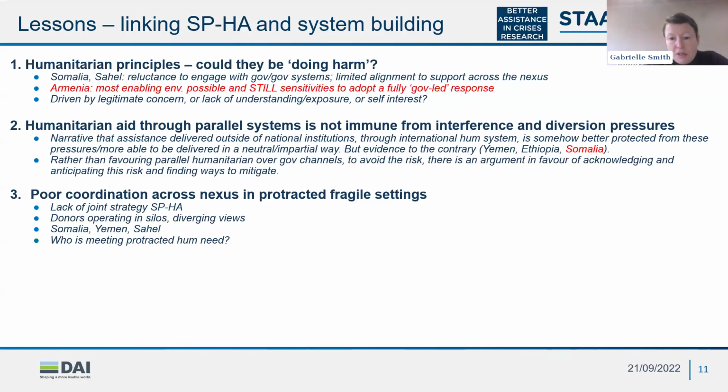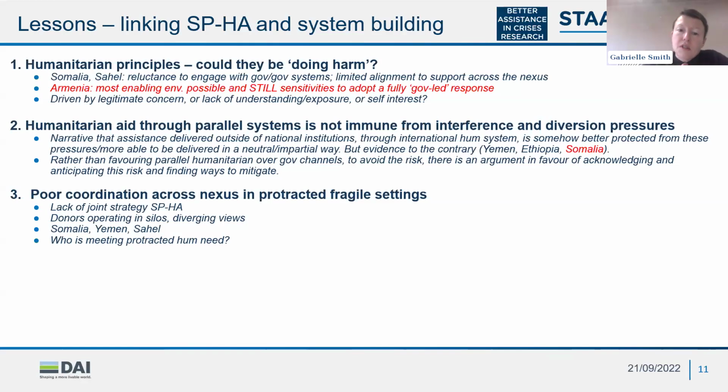And a related point to that is that there's still a narrative that delivering assistance outside national institutions through the parallel humanitarian system is necessary to protect aid from interference or to deliver it impartially, when the reality that we're seeing from the aid diversion scandals that I mentioned earlier is very different. So rather, all aid is facing these pressures. It isn't only aid that's delivered in partnership through government.